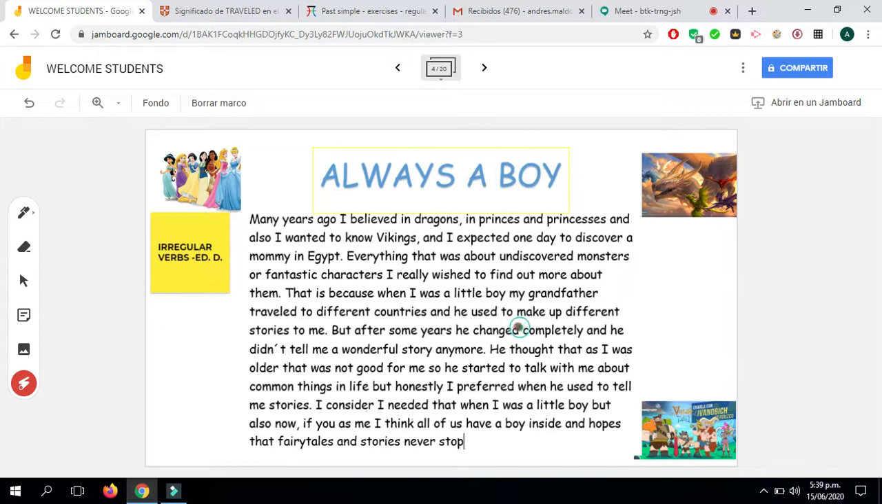Después de algunos años, él cambió. Change means cambiar, but with ed it says cambió. So this is a kind of text, I mean it's written in past tense. So it's really interesting to analyze the pronunciation of the verbs and also to know more about them.